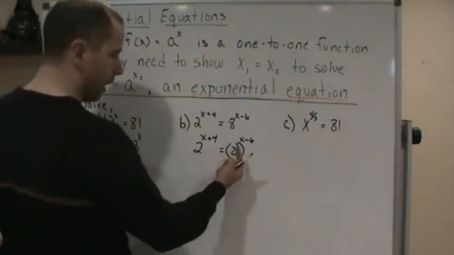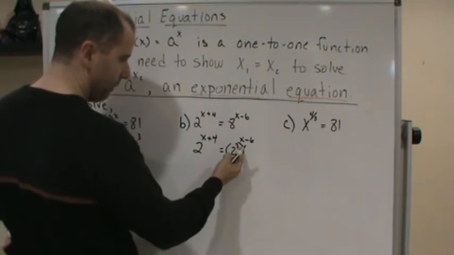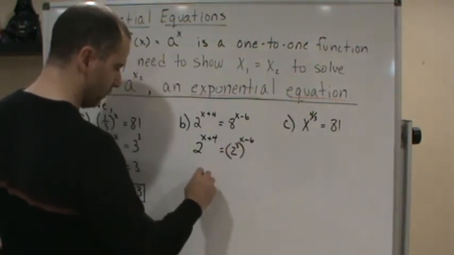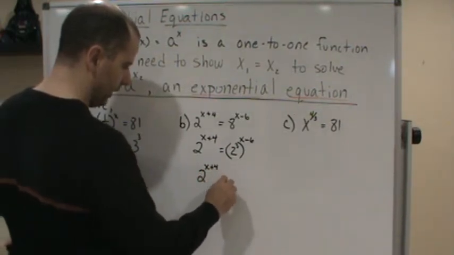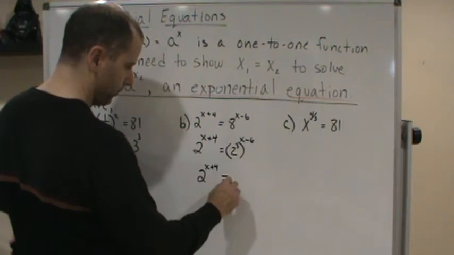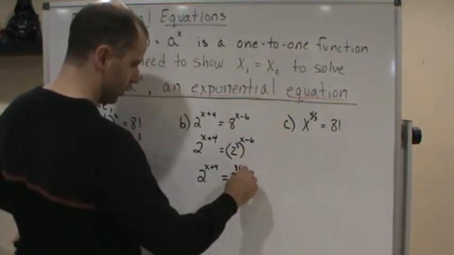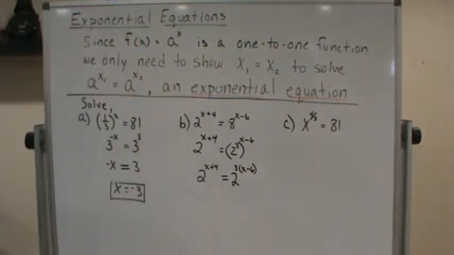Now I'm going to use one of the power rules of exponents. A power raised to a power, I multiply those powers together. So now I'm going to get 2 to the x plus 4 power is equal to 2 to the 3 times the quantity x minus 6. Don't forget the parentheses.